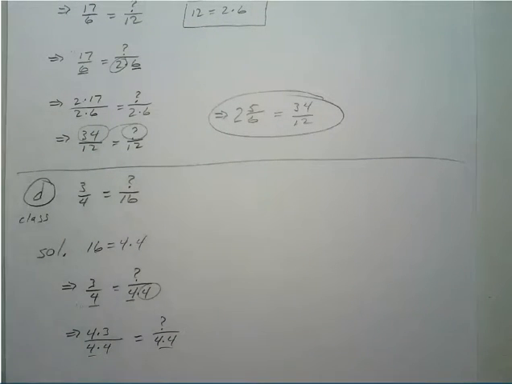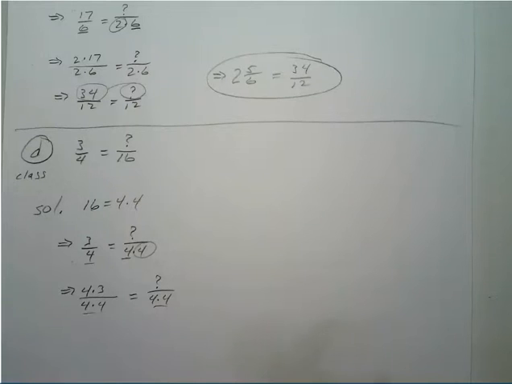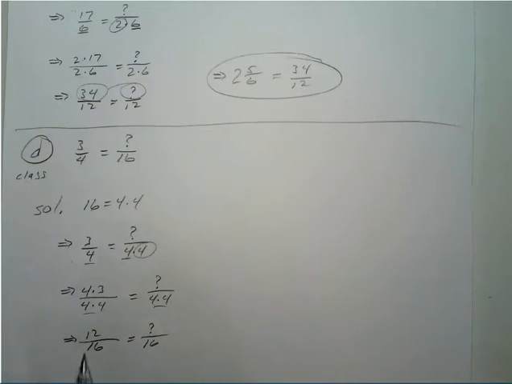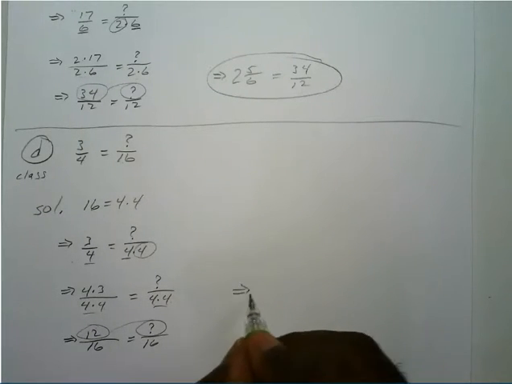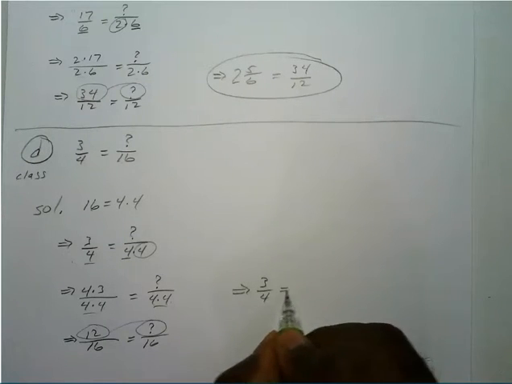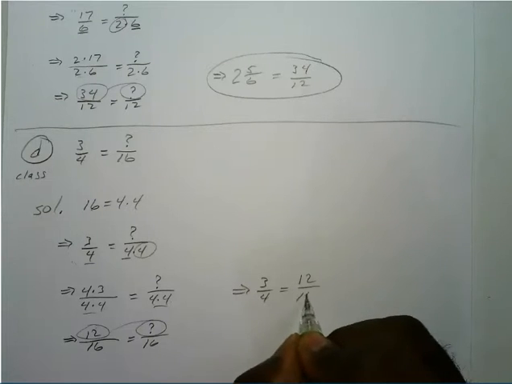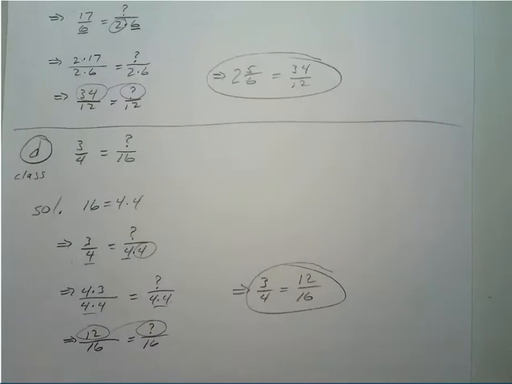Where both of our denominators now match. So you have 4 times 3, which is 12, over 4 times 4, which is 16, is equal to some unknown over 4 times 4, which is 16. And again, the only way this can be true is if your unknown is equal to 12. So that means you have 3 over 4 is equal to 12 over 16.